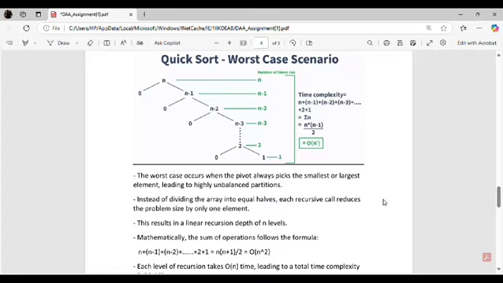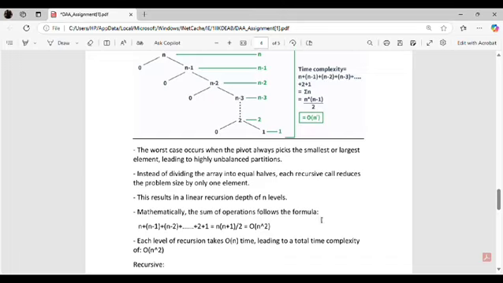This results in a linear recursion depth of n levels. Mathematically, the sum of the operations follows as n plus n minus 1 plus n minus 2 and so on plus 2 plus 1, which gives O(n^2) complexity.